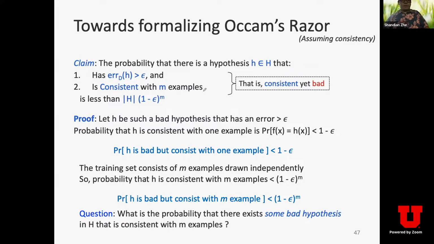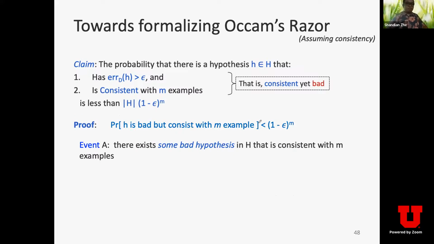H is bad here. A means its true error is bigger than epsilon. So to give this proof, to bound the probability about the existence of such a bad event, we can decompose this event.